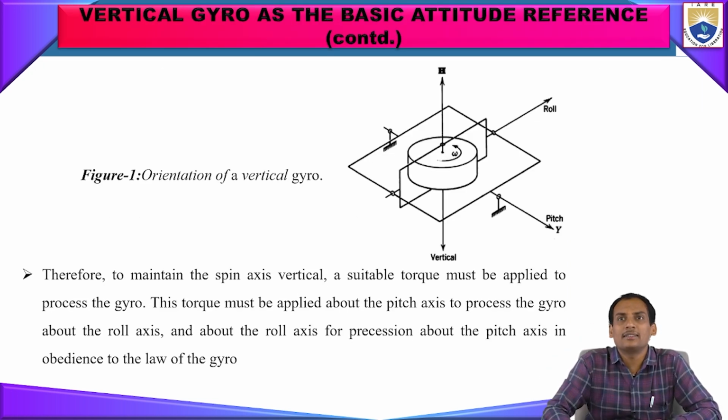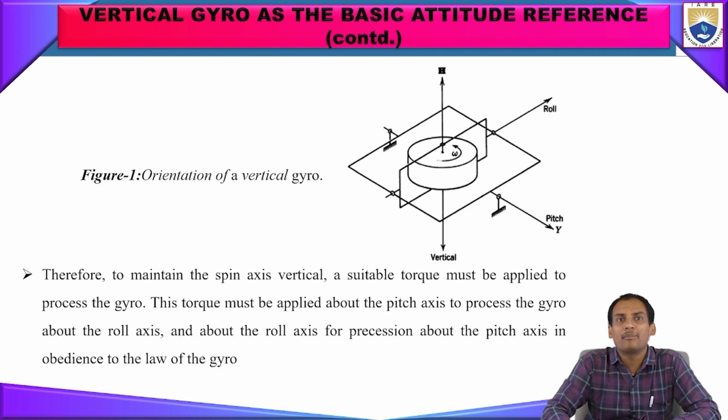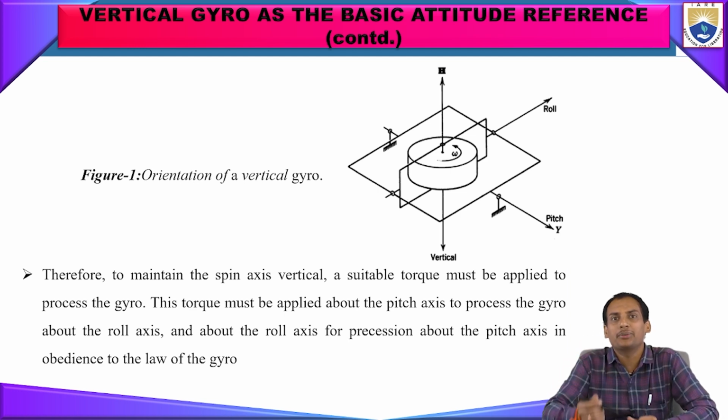So here, to maintain the spinning axis vertical, the spinning axis being the one about which it spins, whether rolling or pitching, if it is spinning around the vertical axis, it will be designed in such a way that a suitable torque must be applied to precess the gyro. That is the calibrated gyro system. This torque will be applied about the pitch axis to precess the gyro about the roll axis, and then about the roll axis for precession about the pitching axis, in obedience with the law of gyro only.